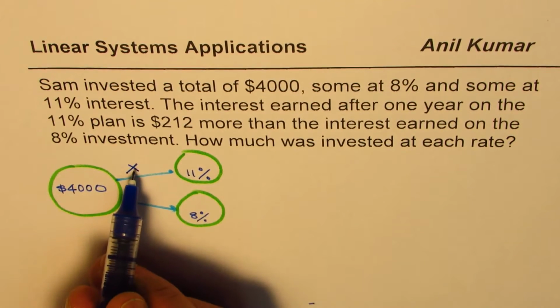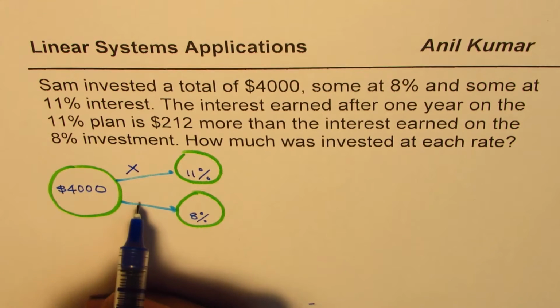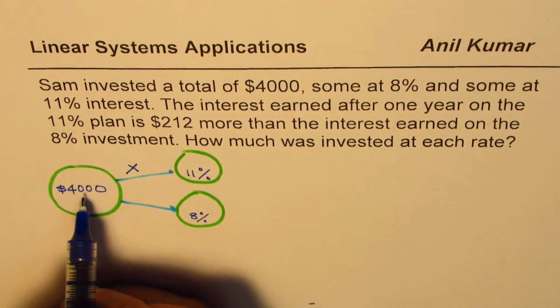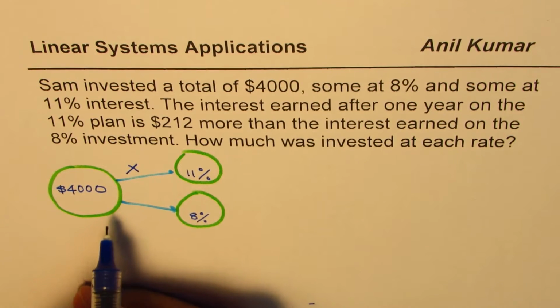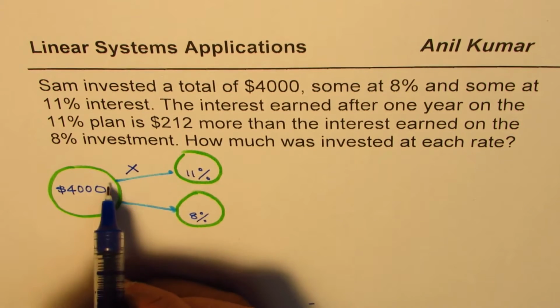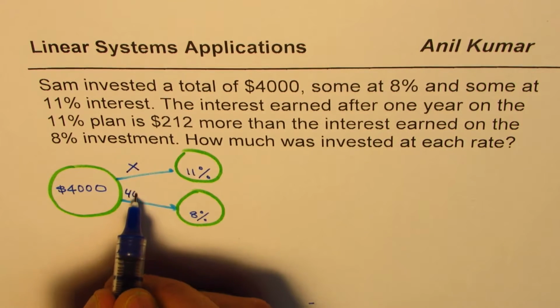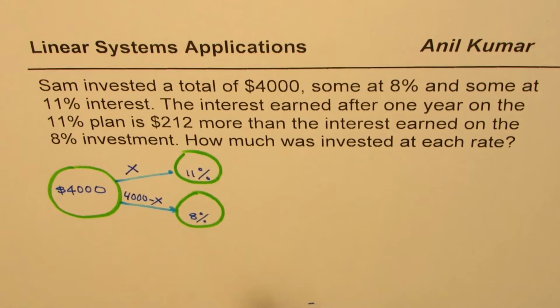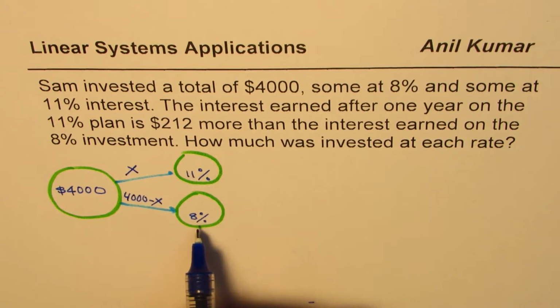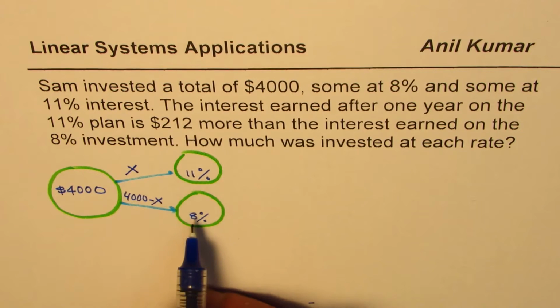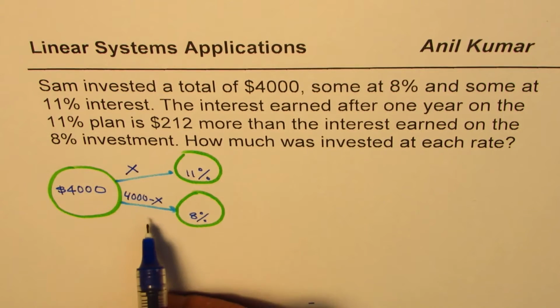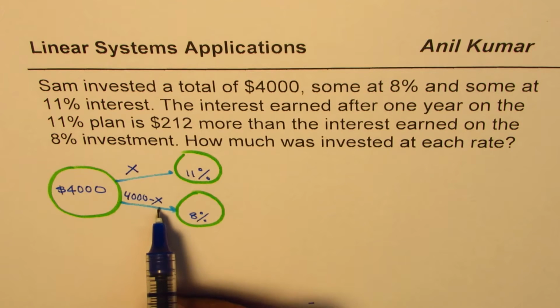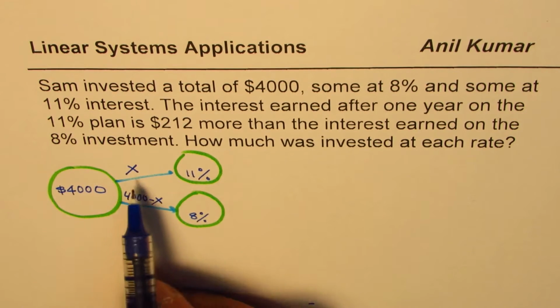Now, if I invest X at 11%, how much will be at 8%? Obviously, 4,000 minus X. You could use Y also. X plus Y is 4,000, and then you can say Y is 4,000 minus X. So you could do two equations, but not really required. If I invest X at 11%, I'm left with 4,000 minus X to invest at 8%. Does it make sense to you? It actually simplifies the solution and it helps to save time. So we'll just start with one variable.